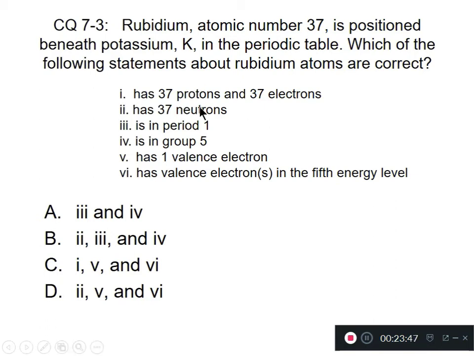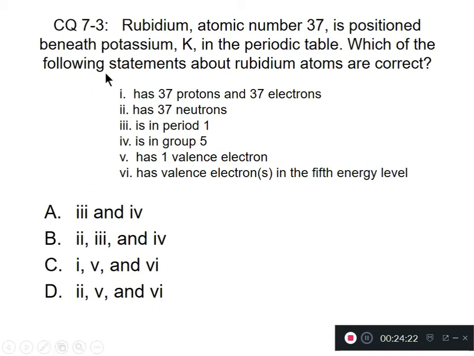So option 1, it has 37 protons and 37 electrons. Do I need to look at the periodic table for that one? What about 37 neutrons? Where would I find that information? How would I know if it's in period 1 or not? What does the period represent? How would I know if it's in group 5 or not? How many valence electrons does it have? And are the valence electrons in the 5th energy level?